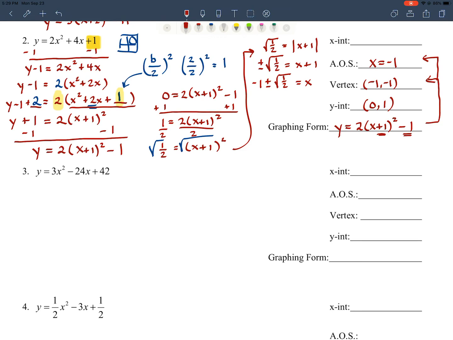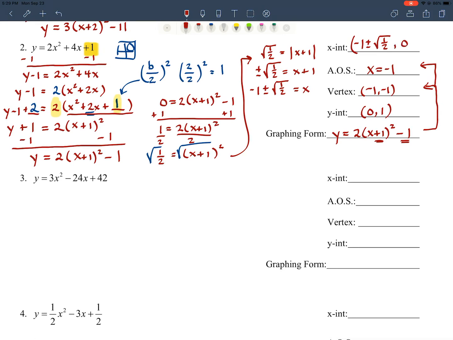Now for this part here, I'm not going to make you rationalize your denominator or anything there. It's totally fine. Just leave it like that for now. That's not the skill we're working on, and I want to make sure we're not distracted by trying to do that part right now. So negative 1 plus or minus the square root of 1/2, comma, 0 are our x-intercepts.